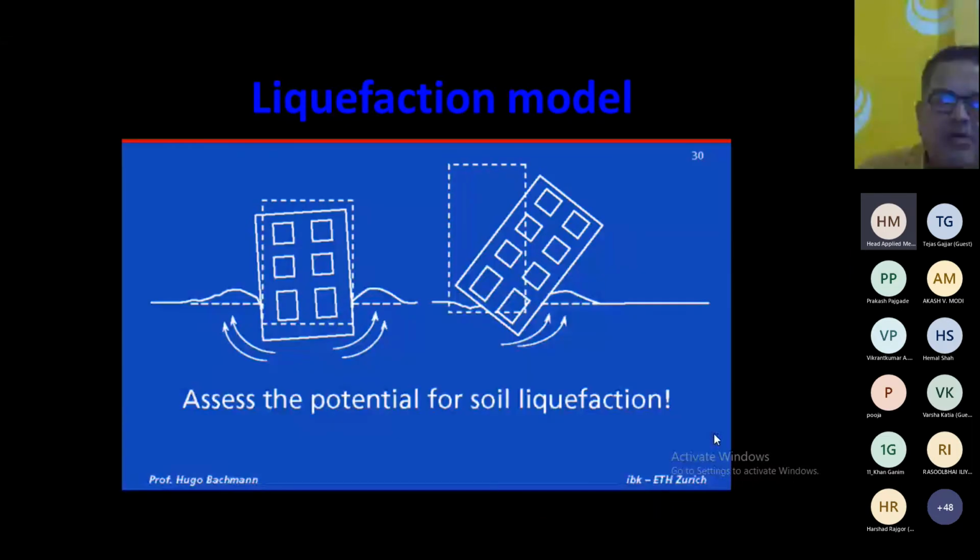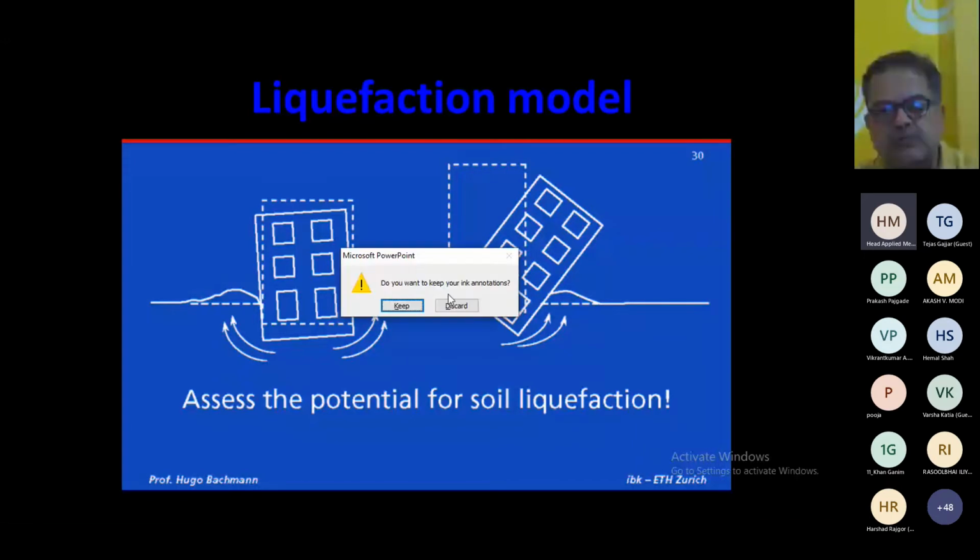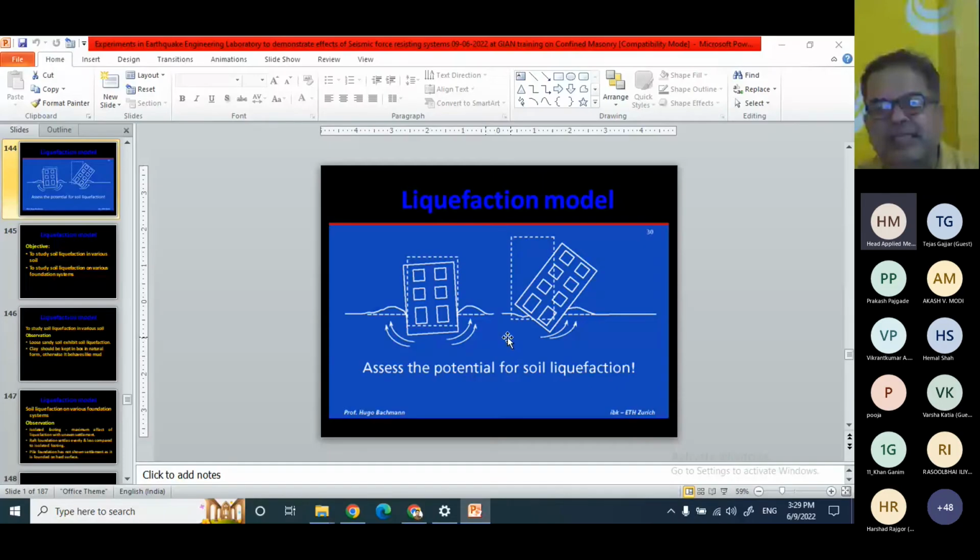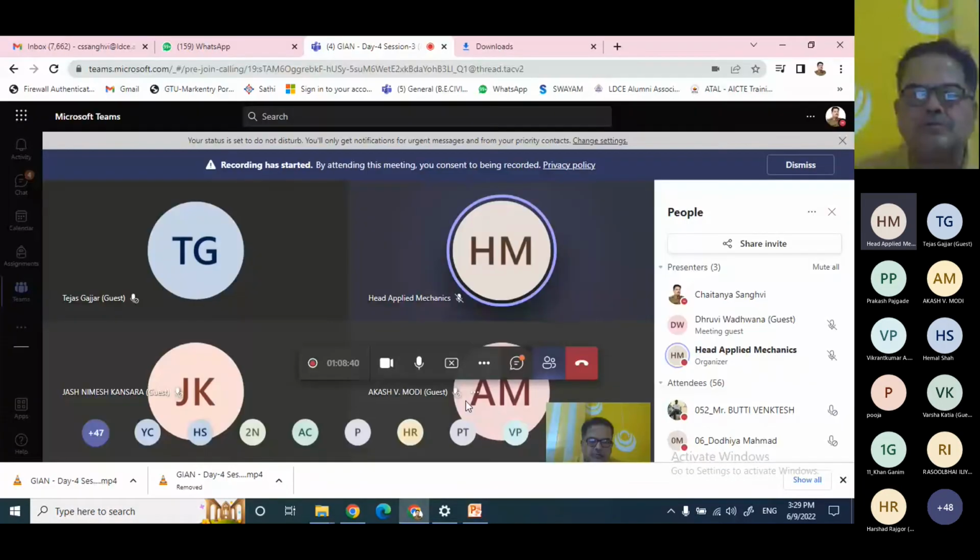What is liquefaction? Can anyone tell me what liquefaction is? Just to break the monotony, I am asking a question. What do you mean by liquefaction? I want an answer from you. Anyone?